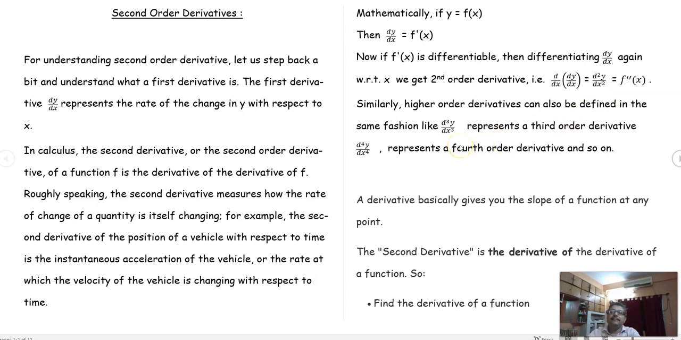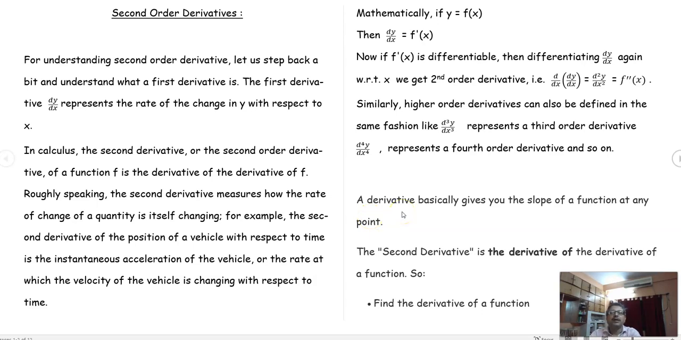Higher order derivatives, higher than the second order, are also possible, which we write as d cube y by dx cube, fourth order d4y by dx4, like that. The second order derivative also has a geometrical meaning. The first order derivative dy by dx geometrically represents the slope of the tangent drawn to a curve. The second order derivative will represent the concavity or convexity of a curve, which I'll explain in another class.